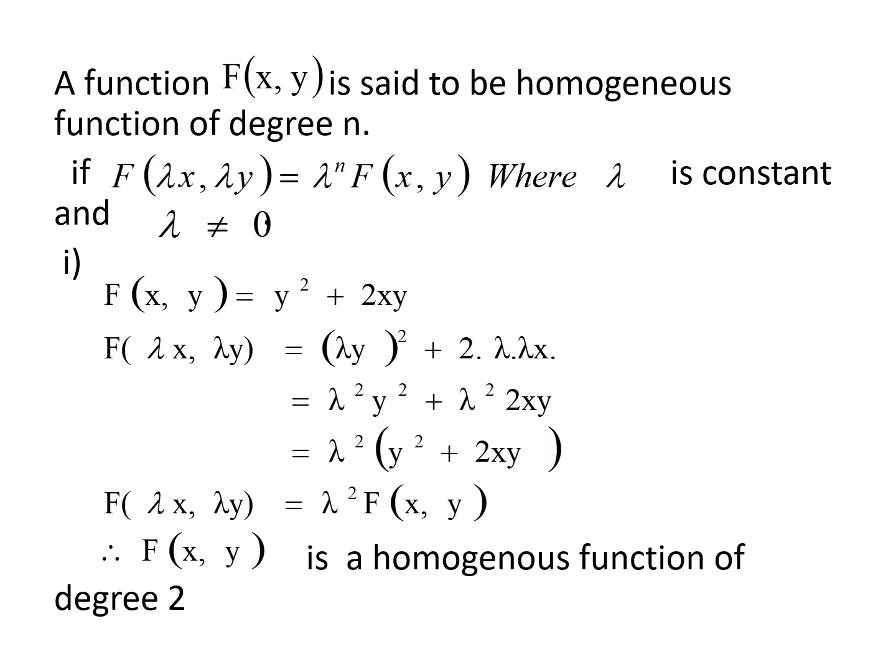λ square into y square plus λ into λ square into 2xy. Next line. Take λ square as common: y square plus 2xy. Therefore, we got f(λx, λy) equals λ square into f(x,y). The power of λ indicates the degree of the given homogeneous function.